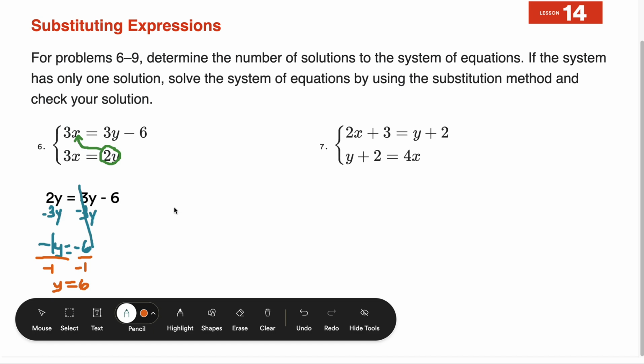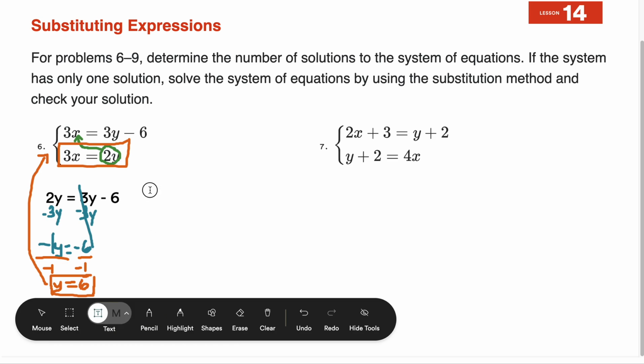So remember, a solution to a system of linear equations is a point. So far we have only determined the y coordinate. As of right now, we don't know what the x coordinate is. So we do have to now pick one of these equations and substitute in the y into one of these equations. I'm going to choose the bottom one, just a little bit easier. So I am going to choose this bottom equation.